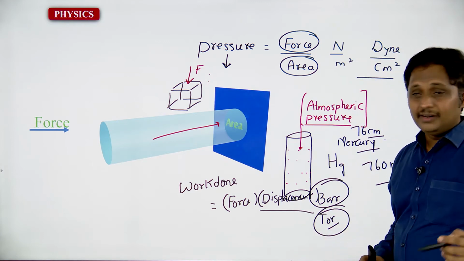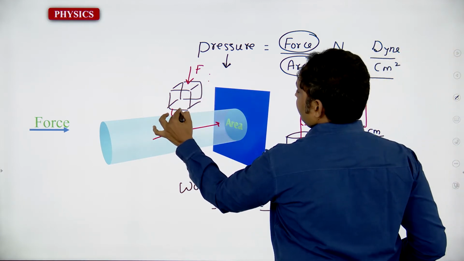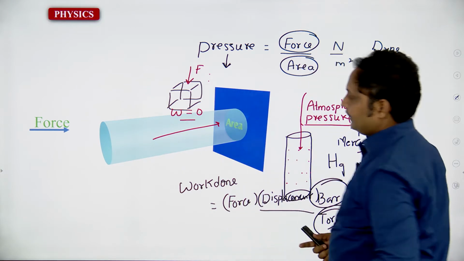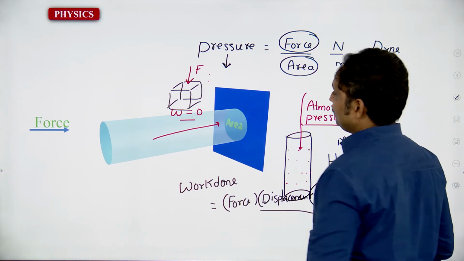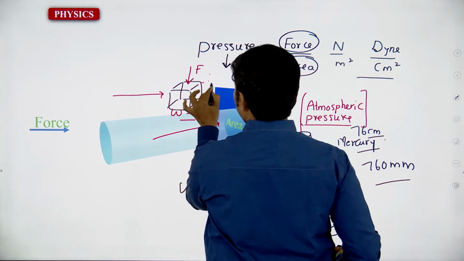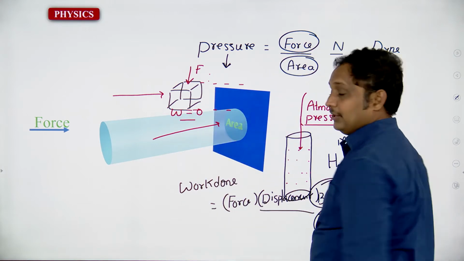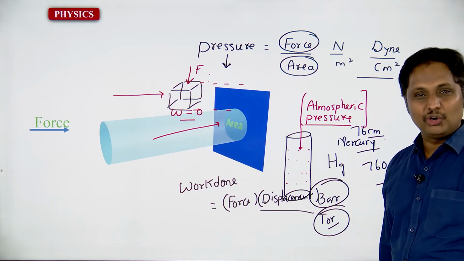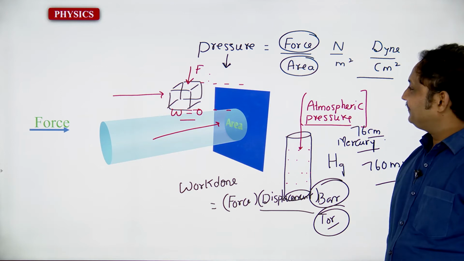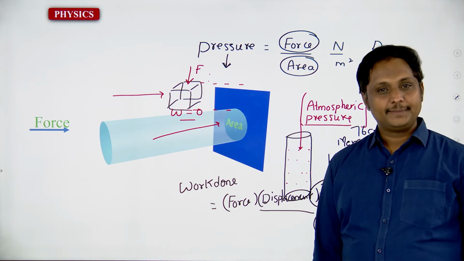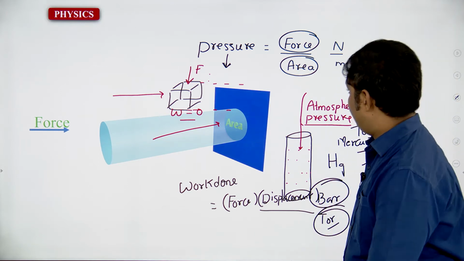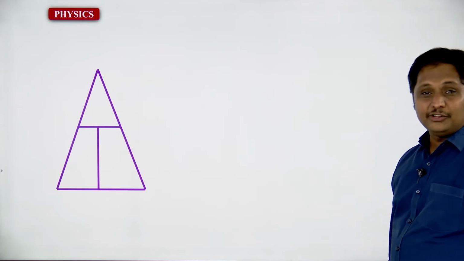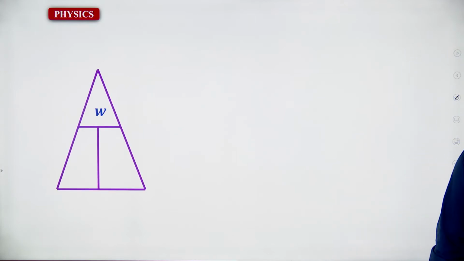If you act in the perpendicular direction, there is no displacement. At that time, work done is equal to 0. It's very clear. There is no displacement. If you act in this direction, there exists a displacement. We are going to consider the direction also. That is very important in the calculation of work done and displacement. Right. Let's go for the special units.